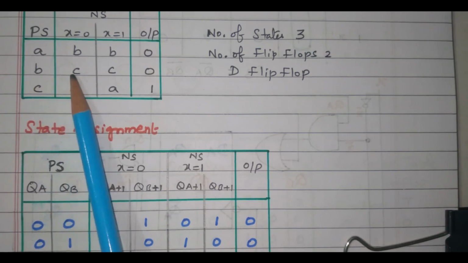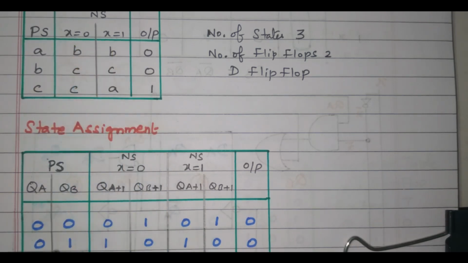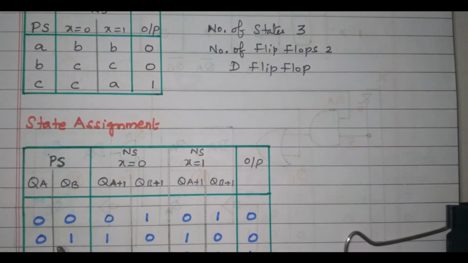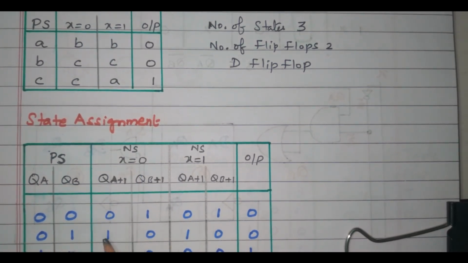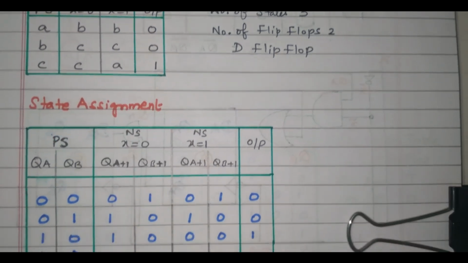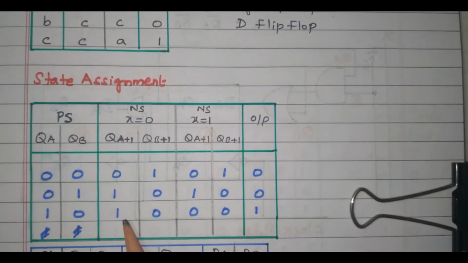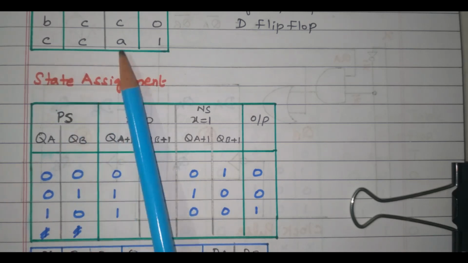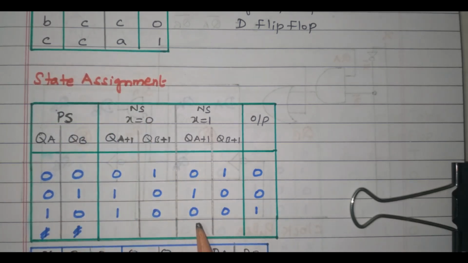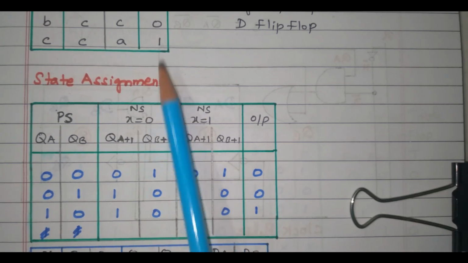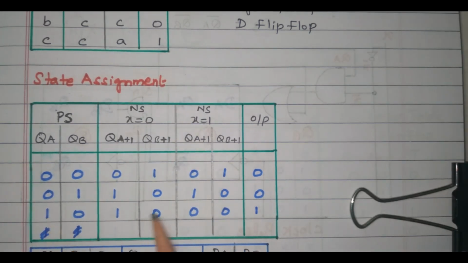Similarly B goes to C for both x equal to 0 as well as 1. So B is 01, what is C? 10. So 01 goes to 10 for x equal to 0 as well as x equal to 1. The output is 0. Then C goes to C, that is 10 goes to 10 itself for x equal to 0. Similarly 10 goes to 00 for x equal to 1, where C goes to A. For that the output is 1. Now we got the present state and next state of the D flip-flop.